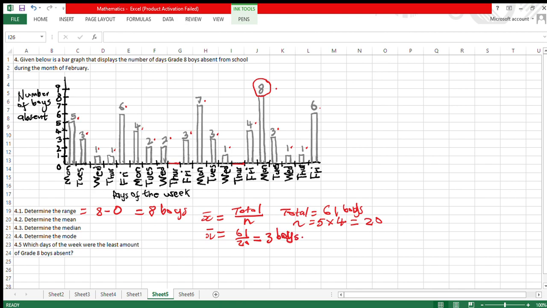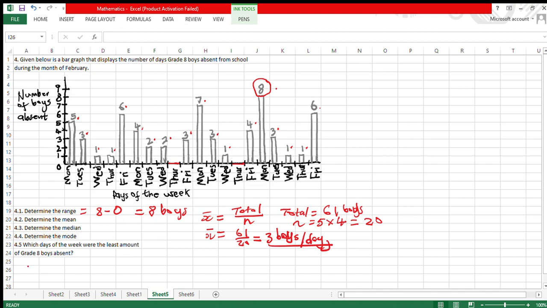Yes, 3 boys per day. This is our mean. Okay, and then let's go to 4.3, determine the median. The median is the midpoint of our data points.